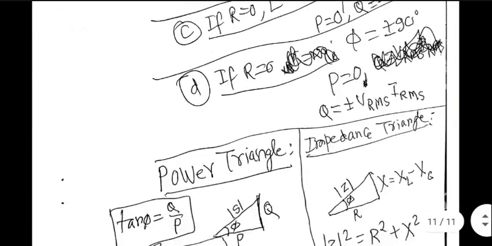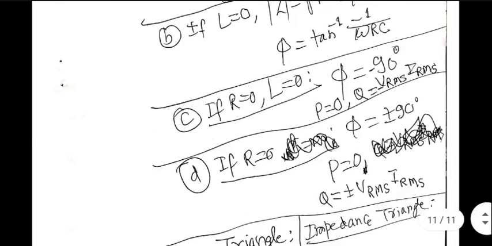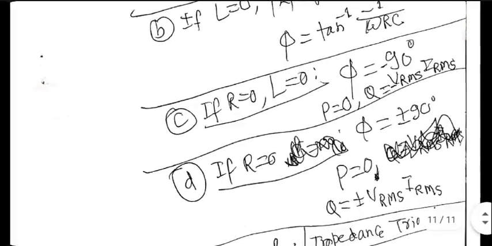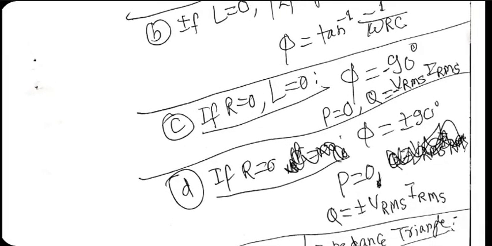If the resistance is 0, then you will have a purely reactive load. In that case also, the magnitude of phi will be 90 degrees. The sign will depend on whether the load is predominantly capacitive or predominantly inductive. But definitely cos phi will be 0 in that case.